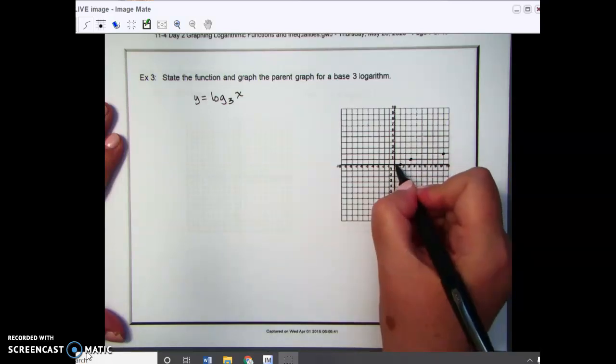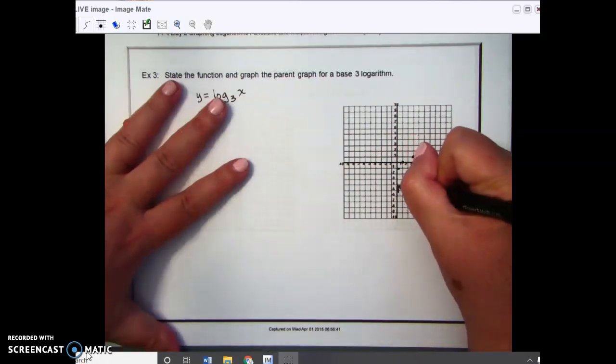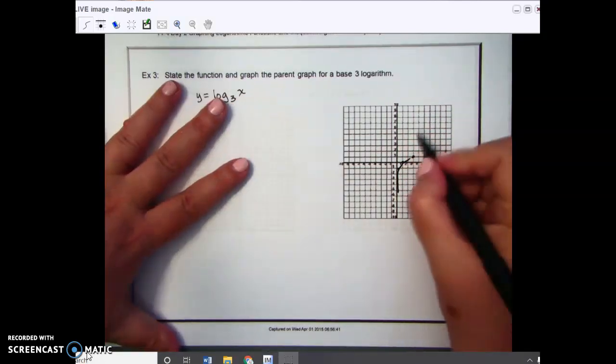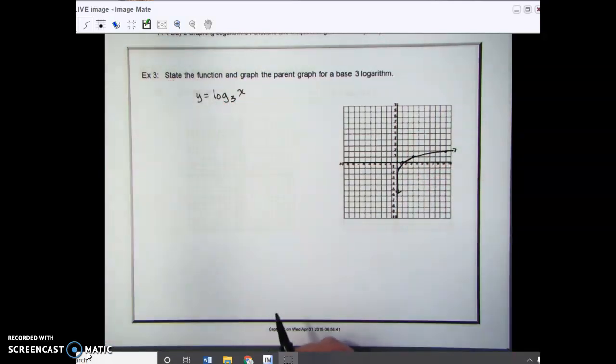And then if I go in reverse, what power of 3 gives me 1/3? That's going to be -1. And so again, I still have an asymptote at the negative y-axis. And now I have a new base. So instead of talking about powers of 2 on the x-axis, I'm talking about powers of 3 on the x-axis.